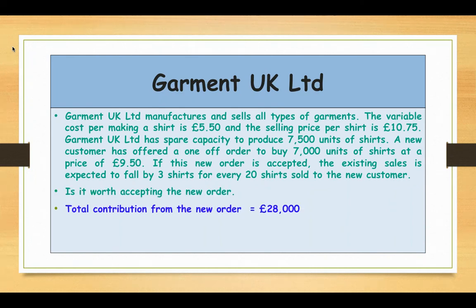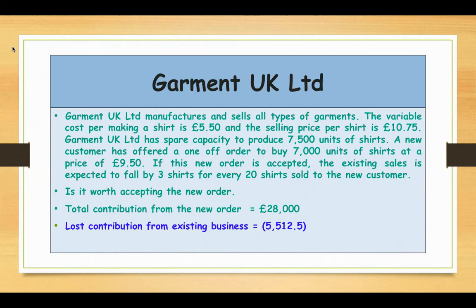Okay, so we'll see the total contribution from the new order. So 7,000 shirts we are going to sell. The contribution from this new order per shirt will be: £9.50 is the selling price, take away the £5.50, that's our variable cost. So £4 per unit is the contribution from this new order per shirt. So 7,000 times 4 is £28,000.